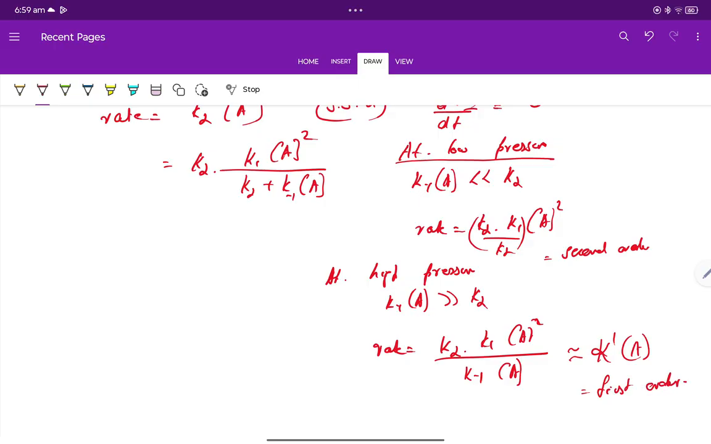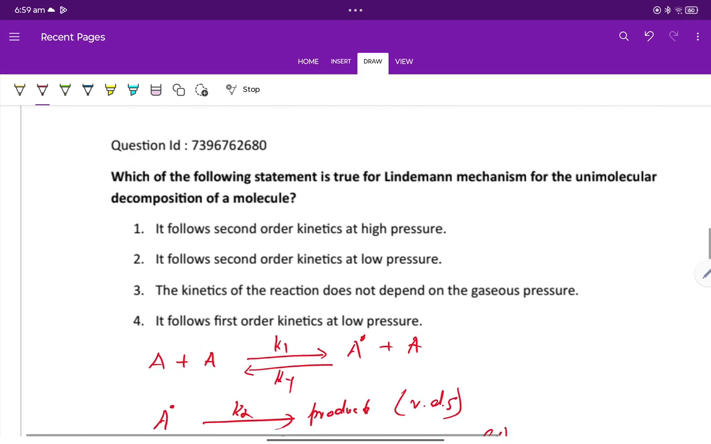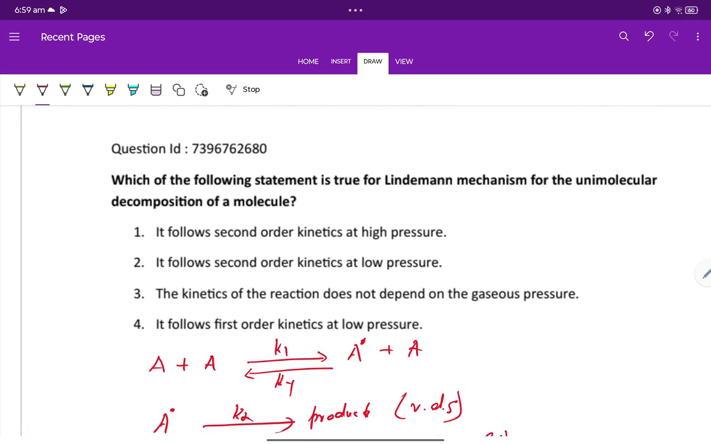Meaning to say, a Lindemann mechanism will be second order at low pressure and first order at high pressure. Now, since you check the options again, you can see one option says it follows second order kinetics at high pressure, that is not the one. It follows second order kinetics at low pressure. So your right option is 2.